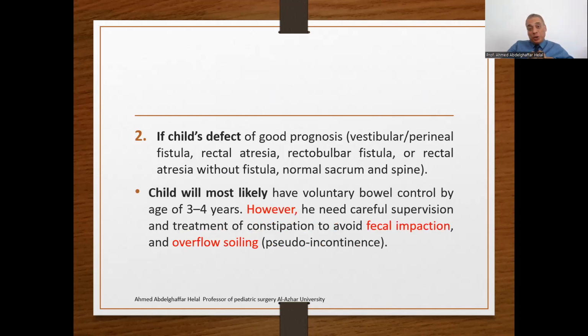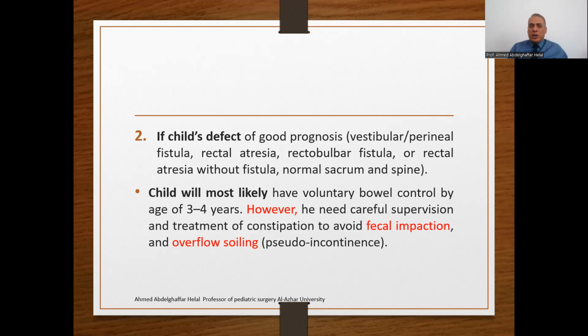If the child's defect is of the good prognosis type, vestibular fistula, perineal fistula, rectal atresia without fistula, rectobulbar fistula, with normal sacrum and spine, the child will most likely have voluntary bowel control by the age of about 3 to 4 years. However, he needs careful supervision and treatment of constipation to avoid fecal impaction, overflow, soiling, and pseudo-incontinence. Very important for the pediatric surgeon to be aware of this.